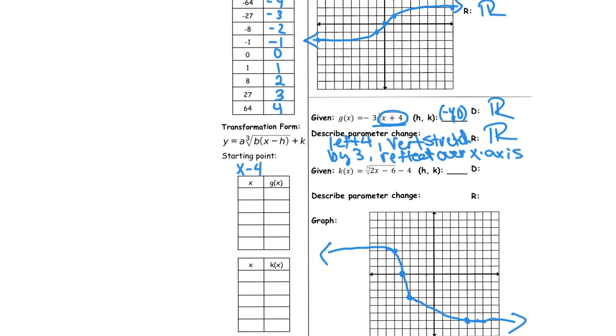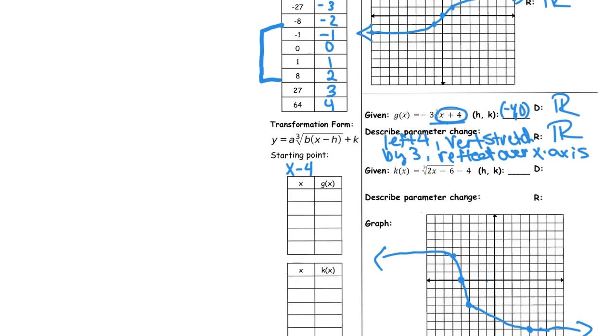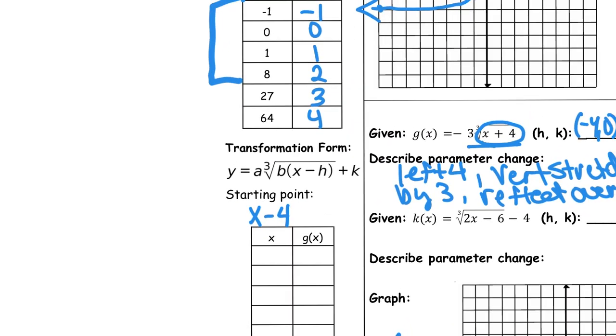So when I look at the points I did, I'm going to take negative 1 minus 4, and I get negative 5. 0 minus 4, I'm going to get negative 4. 1 minus 4, I'm going to get negative 3. 8 minus 4, I'm going to get 4.